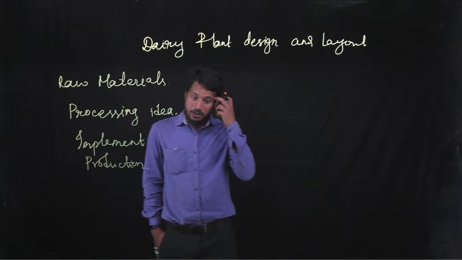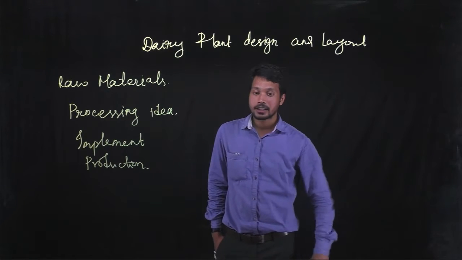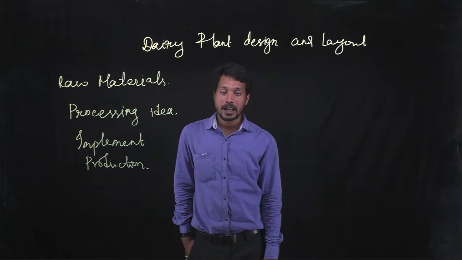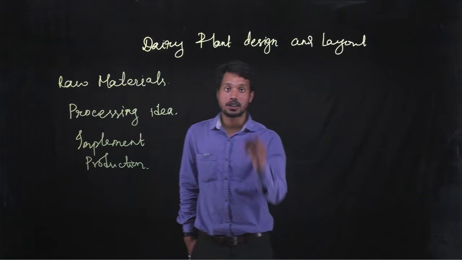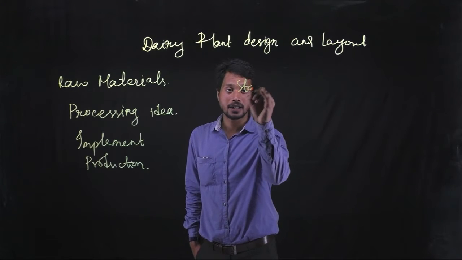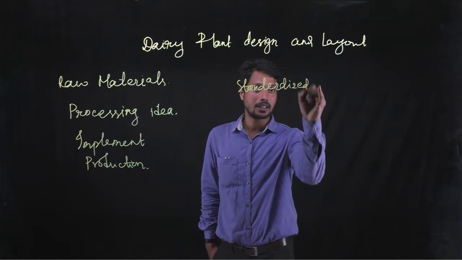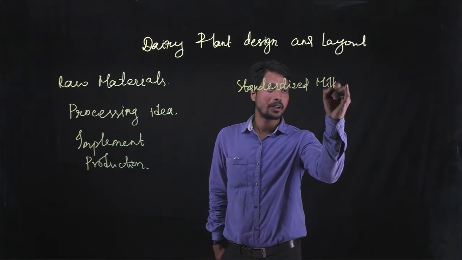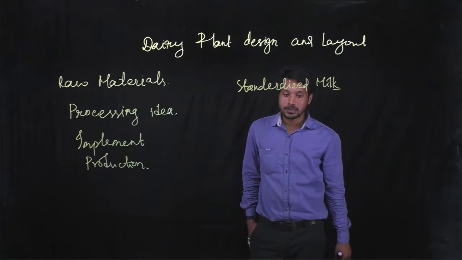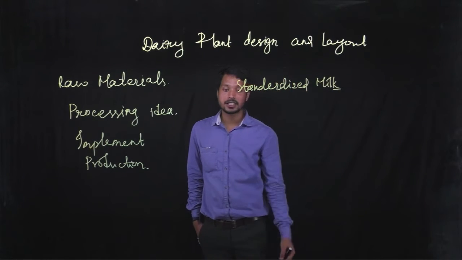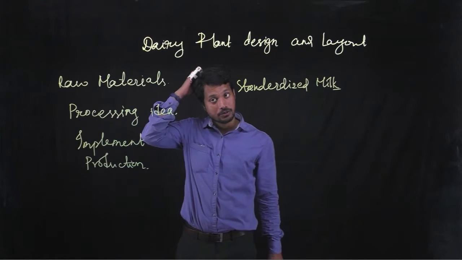So before you have the raw materials, as I said earlier, you must have the plan of product. Okay, suppose you are producing chana, or you are producing standardized milk. That means the raw materials what you need, first you must list out all these. Okay, so how do you produce the standardized milk? First we must discuss on it.